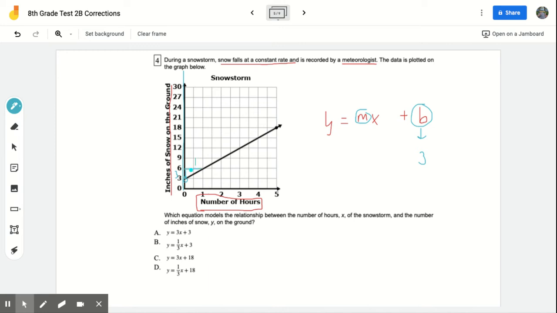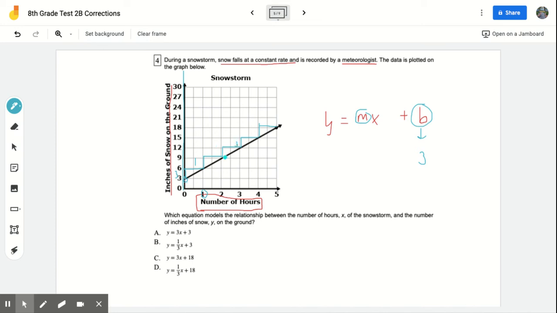It looks like it's going over more, but this distance right here on the x represents a 1 hour change. So it keeps going up like that. Up 3 spots over 1. Up 3 over 1.